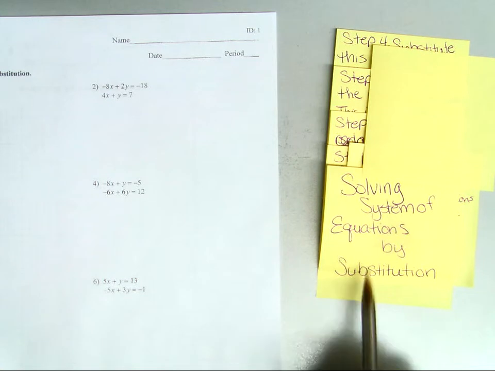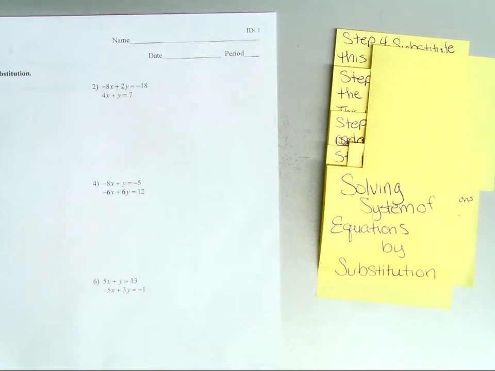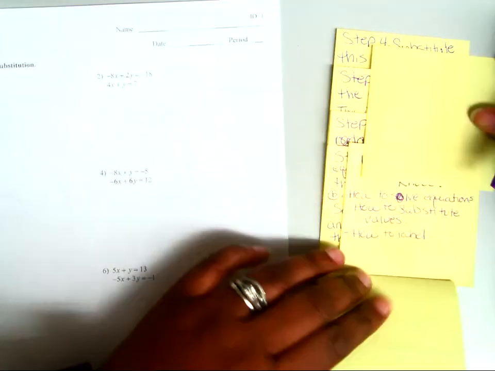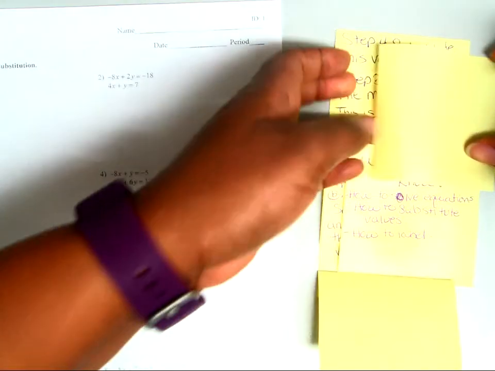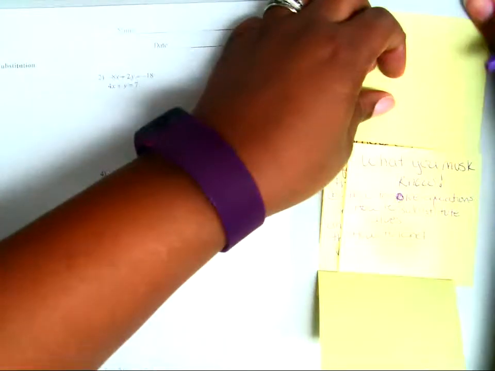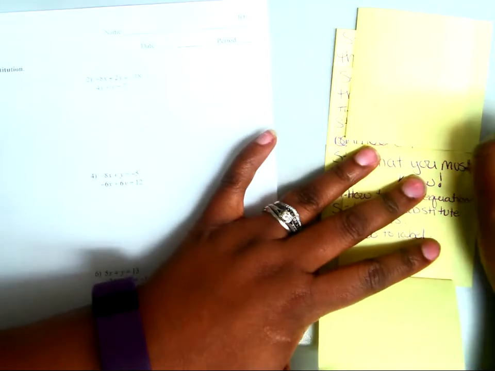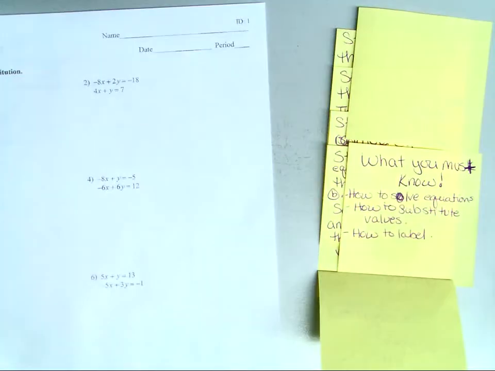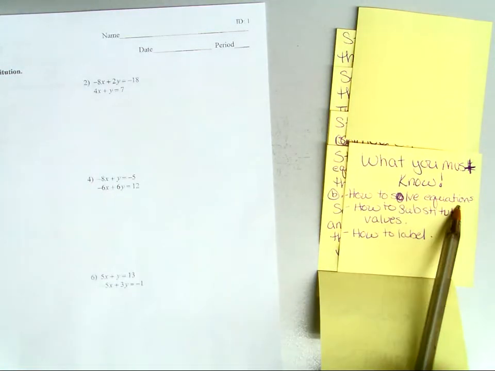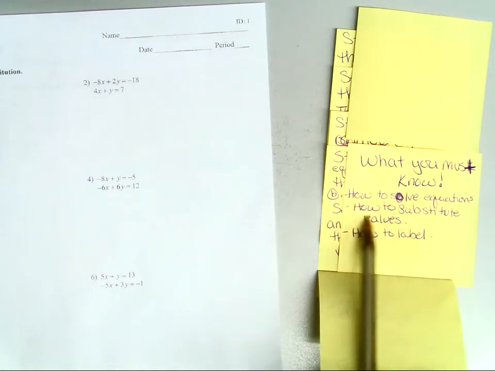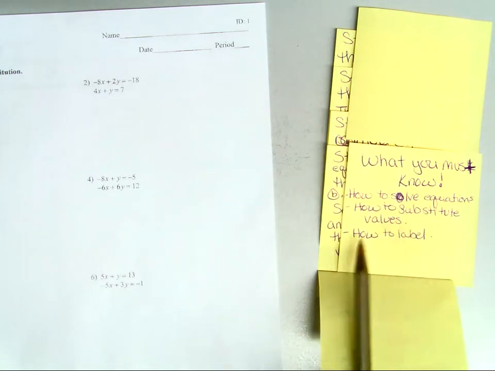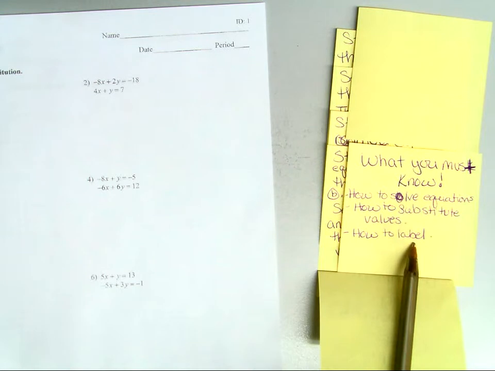Solving system of equations by substitution. All right. What you must know. You need to know how to solve equations. You need to know how to substitute values. And you must know how to label.